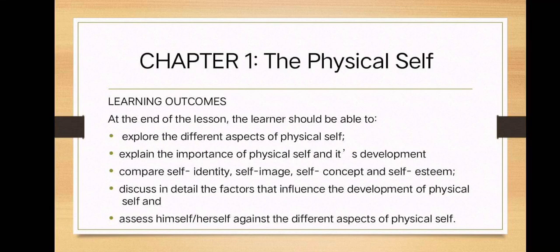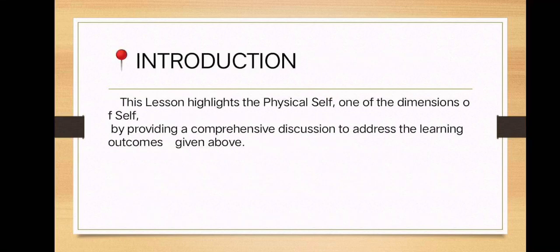So, Chapter 1, the physical self. Learning outcomes. At the end of the lesson, the learner should be able to explore the different aspects of physical self, explain the importance of physical self and its development, compare self-identity, self-image, self-concept, and self-esteem, discuss in detail the factors that influence the development of physical self, and assess himself or herself against the different aspects of the physical self. Now, the introduction. This lesson highlights the physical self, one of the dimensions of self, by providing a comprehensive discussion to address the learning outcomes given above.